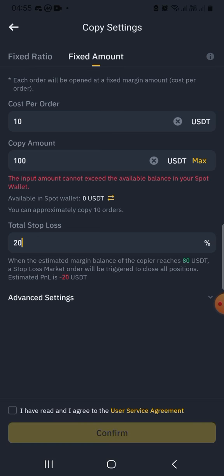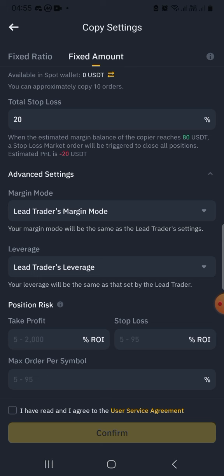Now we have advanced settings where you could look at the kind of margin mode you want to use, whether you want to use the lead trader's margin mode, the leverage, and these factors are all very important, right? The margin and the leverage can affect your results, because the person you're copying has a different margin from you. So some choices he makes may not really wreck his account, but may have an adverse effect on your account depending on your margin.